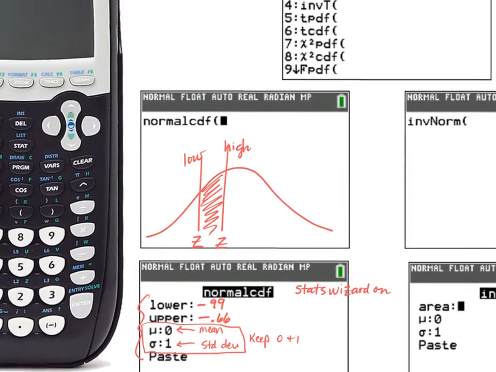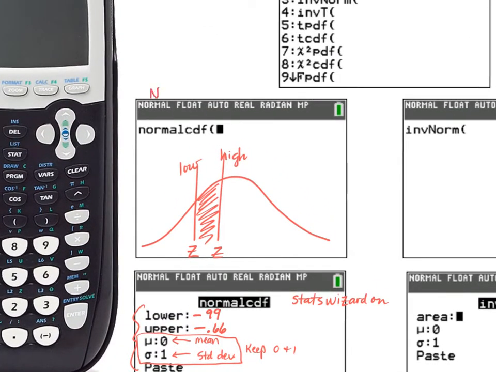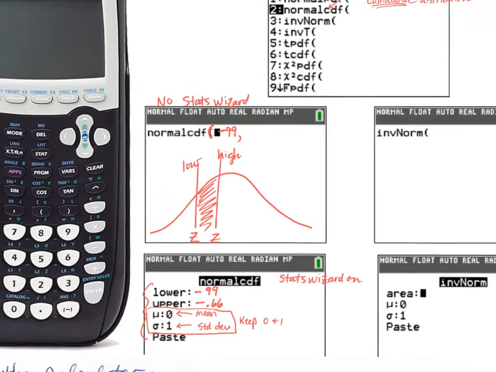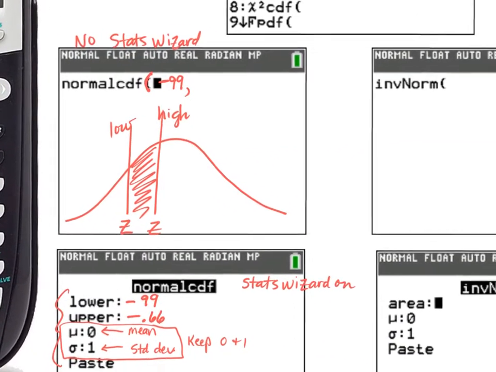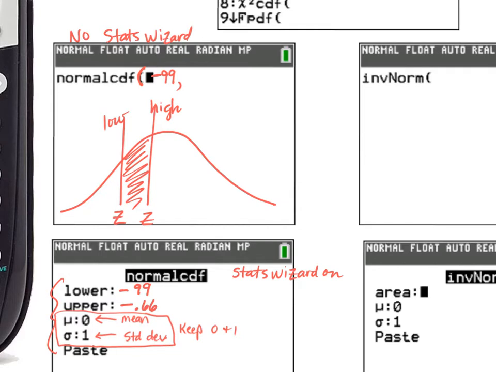If you do not have a stats wizard, your calculator will just come up with this right here where it says NormCDF and it has a parentheses and then it's waiting for your command. Then you will type in your negative 99, then the comma, which is located above the number 7. Okay, so right here above the number 7 is your comma. And then you'll come over, so that's your low z-score. Then your high z-score for that problem number 1 on last night's homework was negative 0.66.